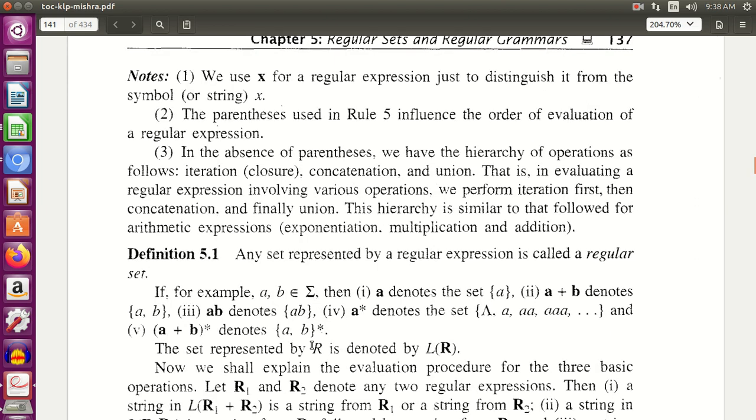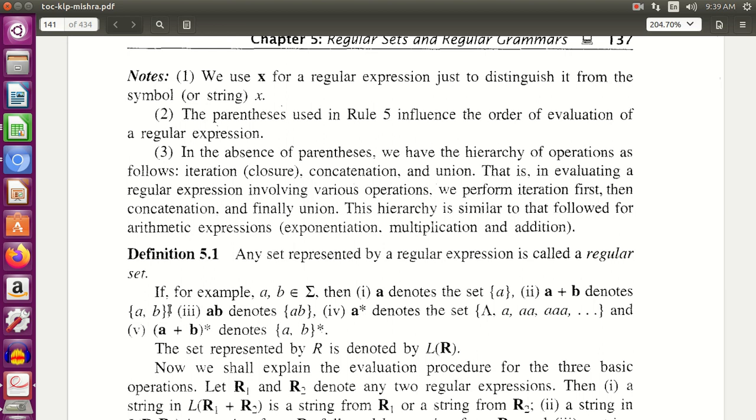Okay. So these are a few examples. Let me show you very basic examples. If, for example, a comma b is an element of the alphabet set, then a denotes the set A. So this is the language, this is the regular expression. Again, this is the regular expression, this is the language. The language consists of a comma b.